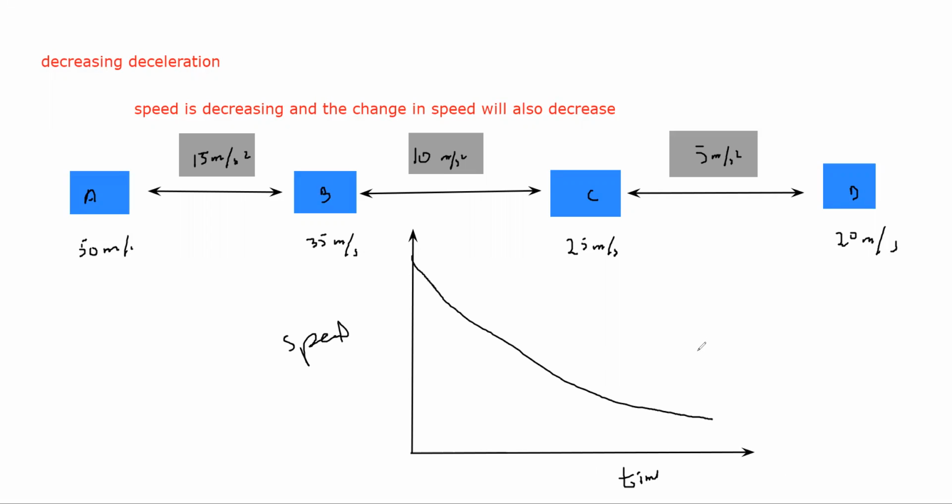It will start with a maximum value. In the beginning, there's a greater change. With the passage of time, the change in the speed is getting less. So we call that decreasing deceleration.